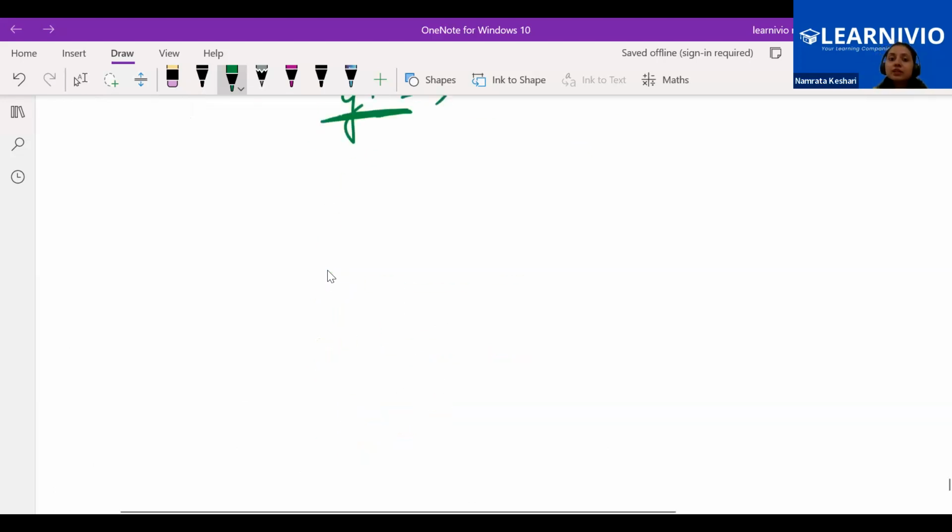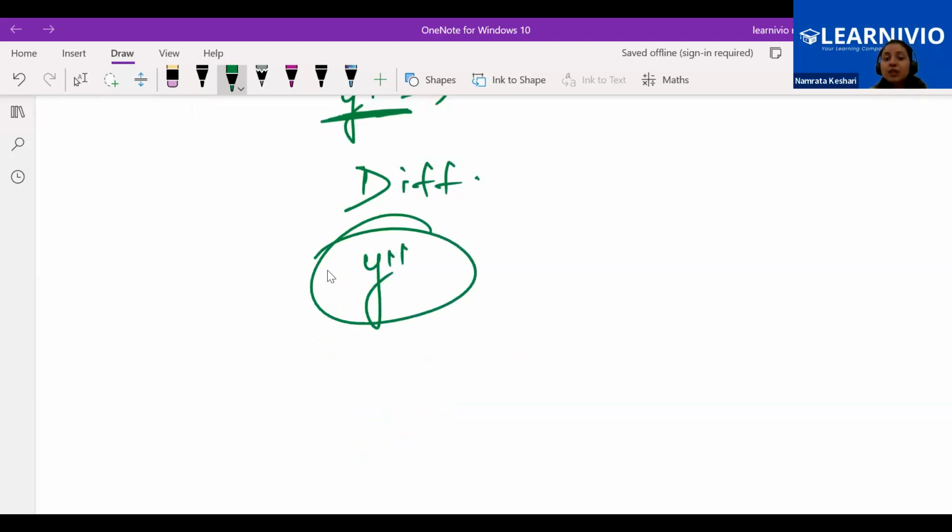When we differentiate it again, this y dash will become y double dash. Now this became a differential equation of order 2, which we also write as d2y dx2. Now again, if you differentiate it, it will become y triple dash.